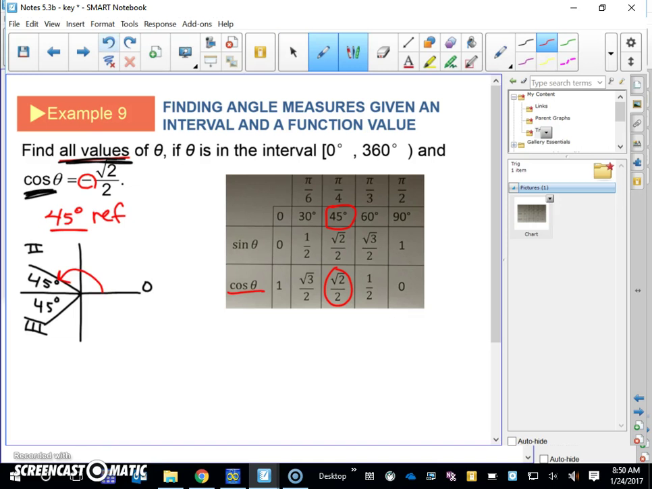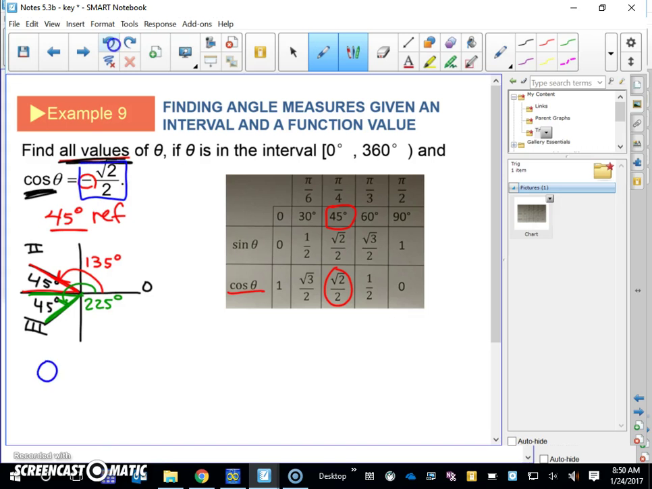So, look at this one. That 45-degree reference angle in the second quadrant. It's 45 degrees before you get to 180, right? 45 degrees before you get to 180 is 135 degrees. Or if you look at this one in the third quadrant, that's 45 degrees after 180. 45 degrees after 180 is what? 225? So those are your two answers. Find all values of theta in that interval such that we get negative square root of 2 over 2.